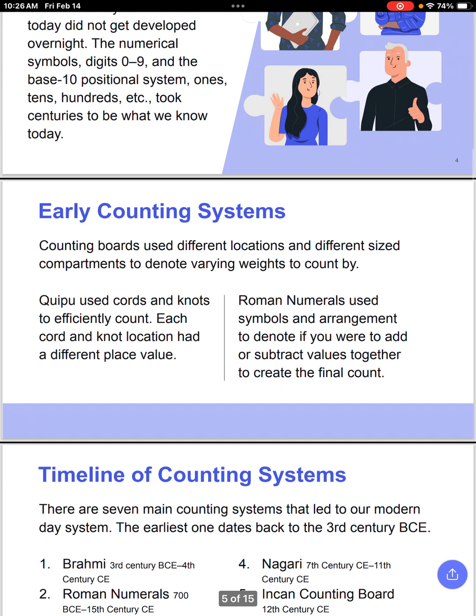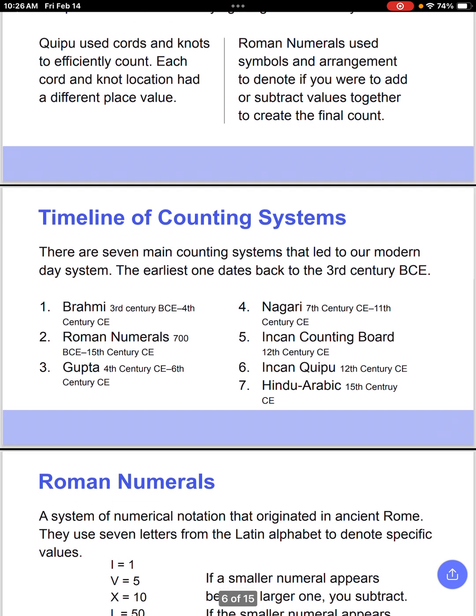Counting boards use different locations and different sized compartments to denote varying weights to count by. An example of this might be an abacus, but the Quipu used cords and knots to efficiently count. Each cord and knot location had a different place value. Roman numerals use symbols and arrangement to denote if you were to add or subtract values together to create the final count.